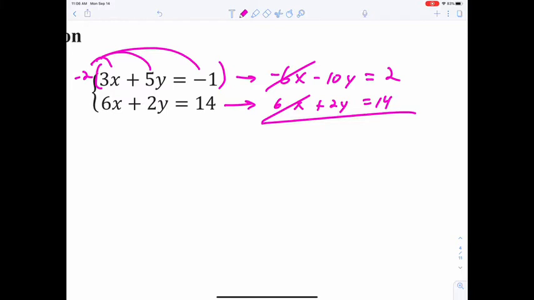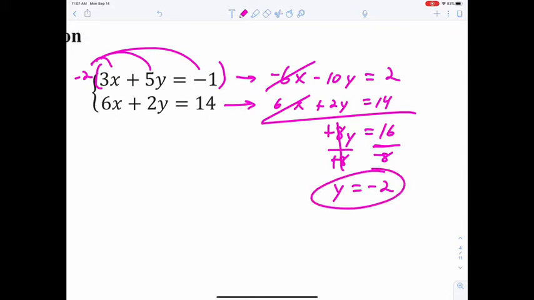Then we have -10y plus 2y, which is -8y. And we have 2 plus 14, which is 16. Now we want to solve for y. That's nice and easy. Divide by -8. Negative over negative is positive, 8 over 8 is 1. So we got y by itself. 16 over -8 is -2. All right, so we got y equals -2.